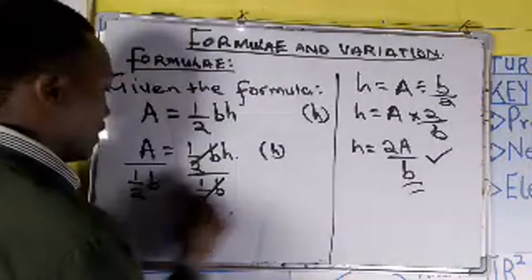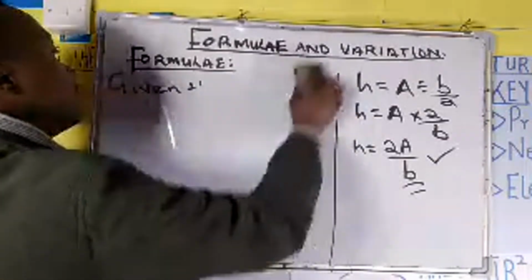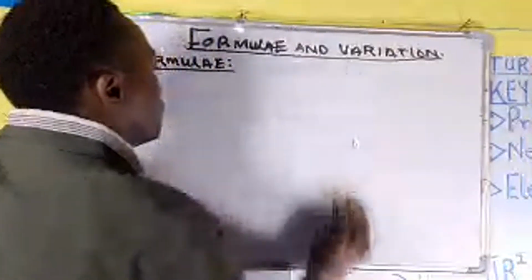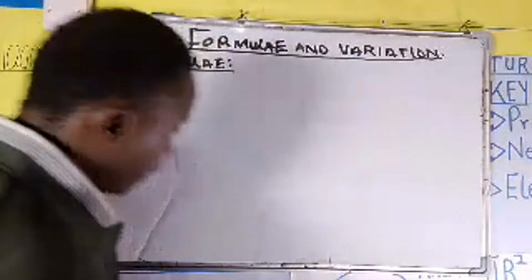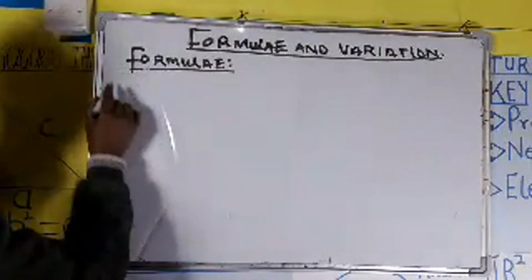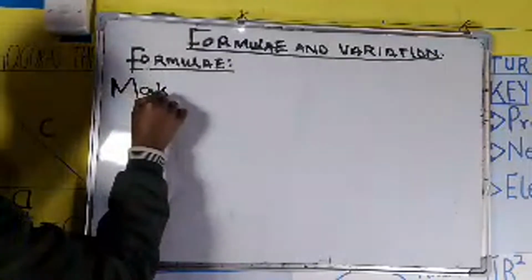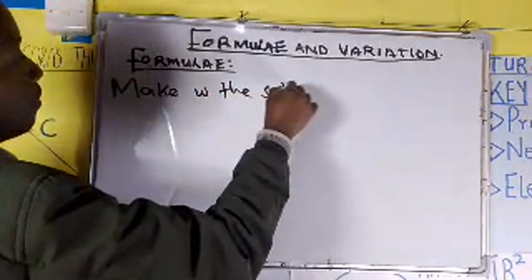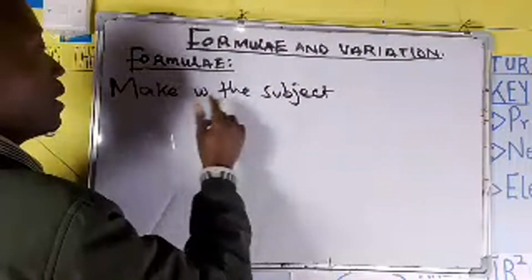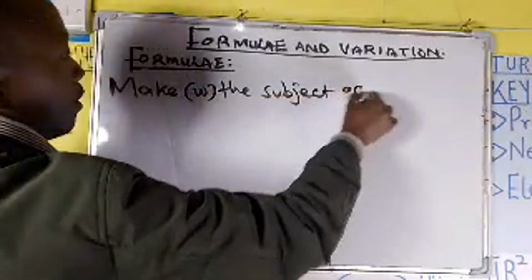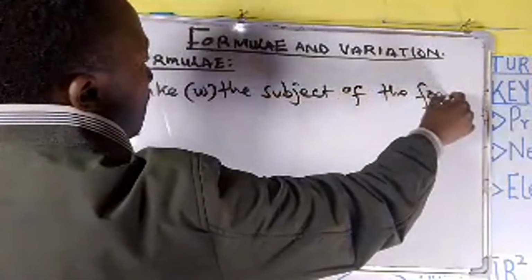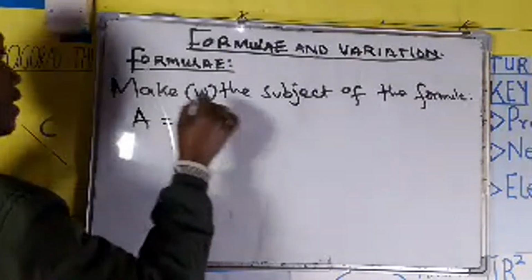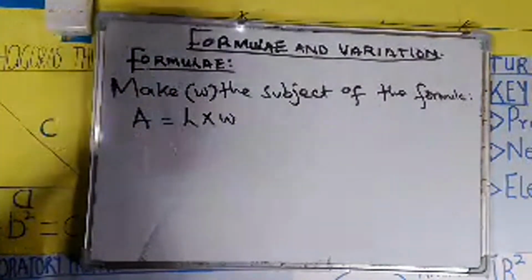Let us proceed to the second example. If for instance we have been given the formula, make W the subject of the formula, and our formula is area is equal to length times width.